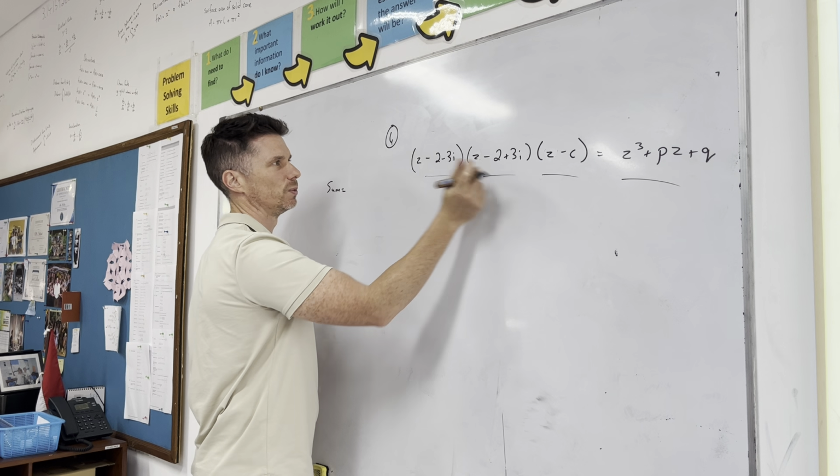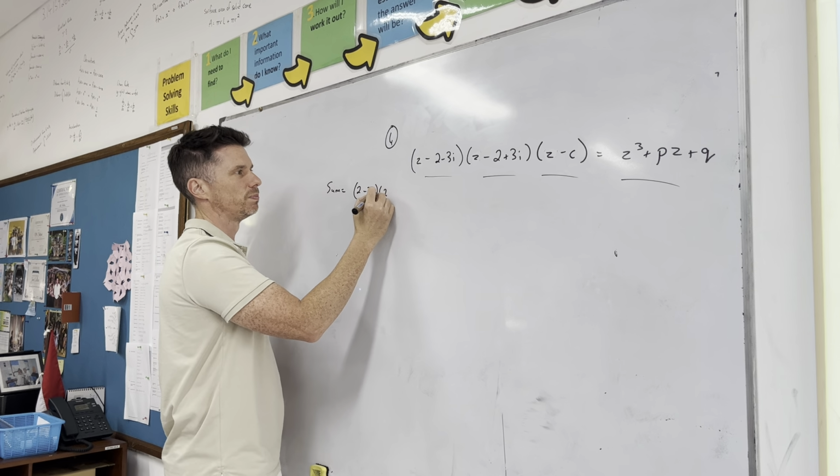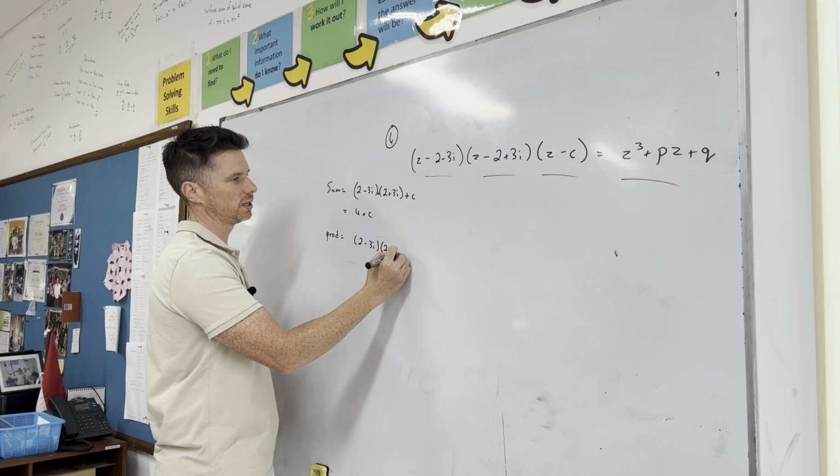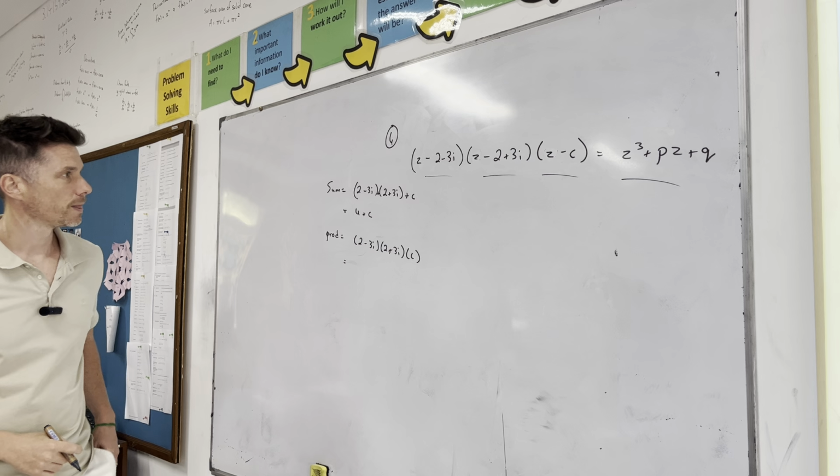This, well, 2 minus 3i plus 2 plus 3i plus this root I've called c. And that is going to be just 4 plus c. Yeah? I'll just do the product while I'm here. 2 minus 3i, 2 plus 3i times c. No, it's 4 plus c and then c equals negative prime.